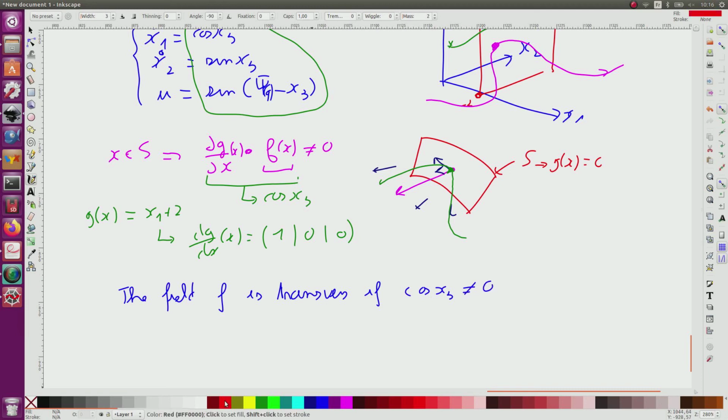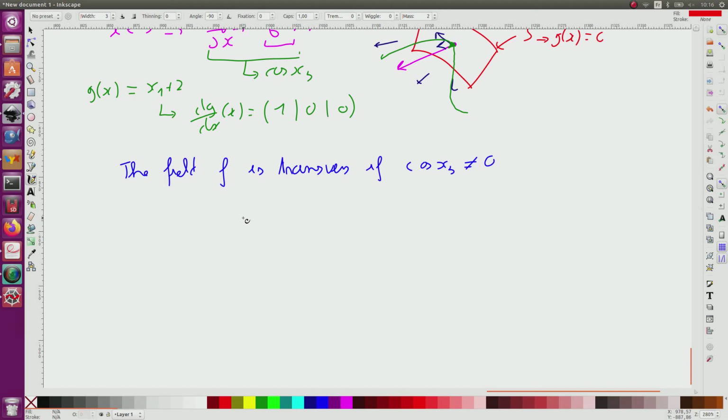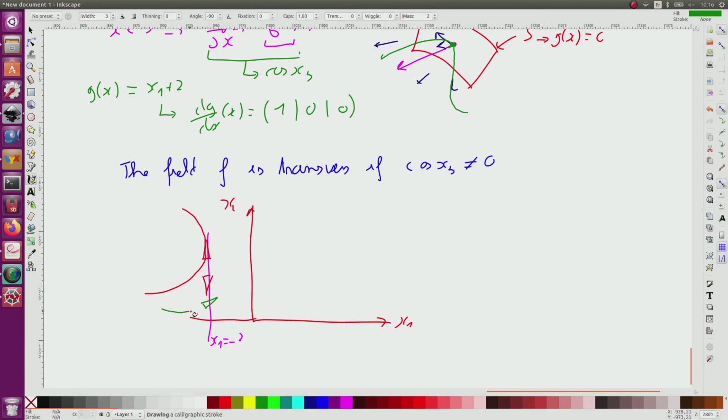And I can understand this because in my situation I have here x1, x2. Here I have x1 equal minus 2. And if the car is like this or like this, then I may have some trajectories like this. But if I am like this, for instance, so the cosine is different from 0, then I will cross the surface.